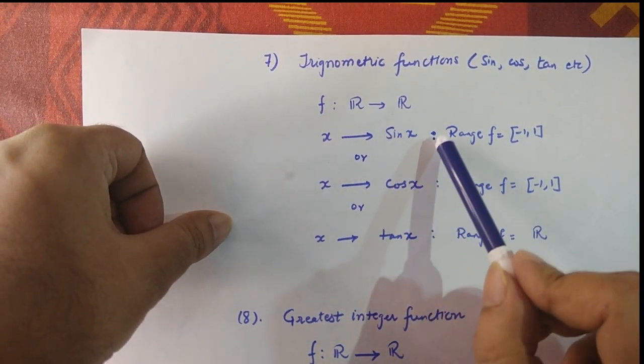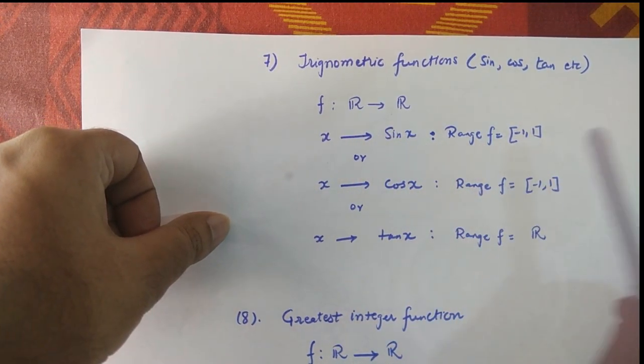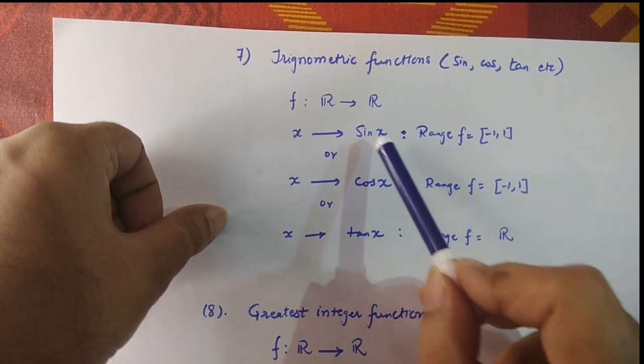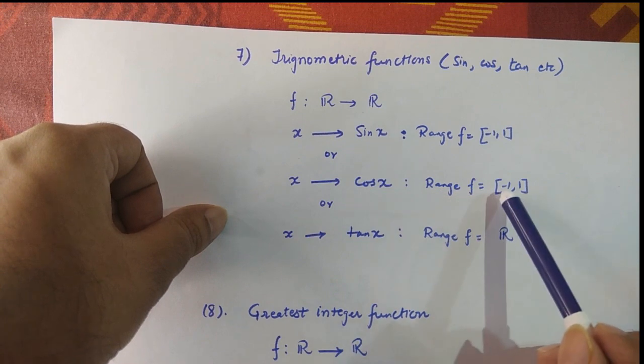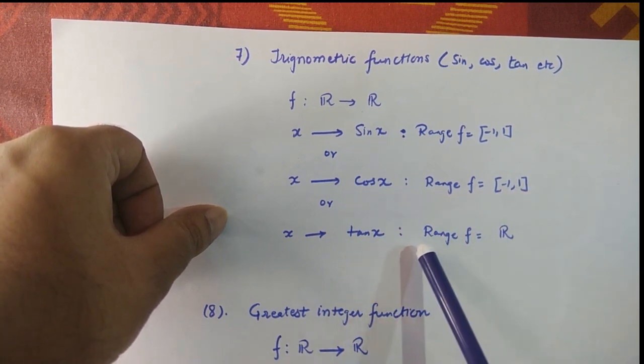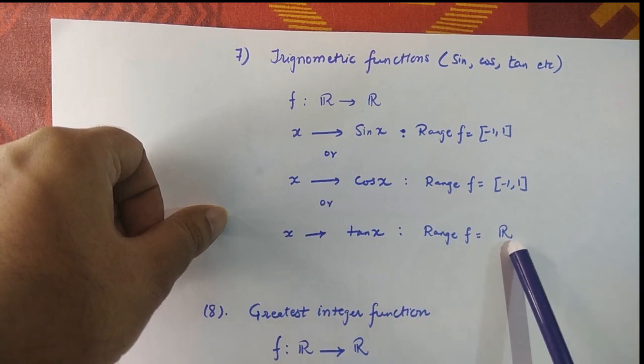The range of these trigonometric functions, as you must be knowing, is the following. Range of sin x and cos x is the closed interval -1 to 1, whereas the range of the function tan x is the whole real set R.